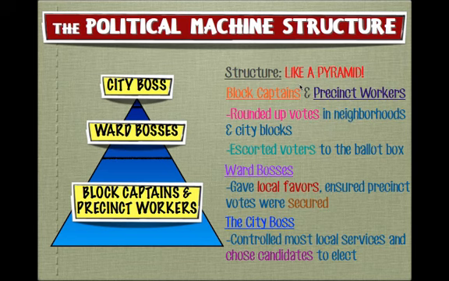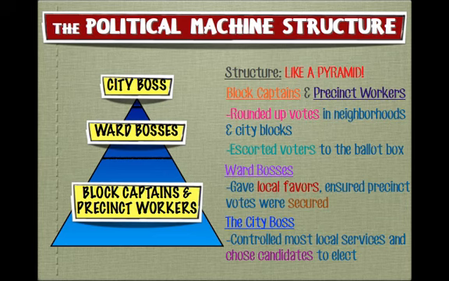So, the political machine structure. One thing to remember: the political machine is not the candidate. It's not the actual political office. This is like a separate entity whose goal is to control the mayor and the city council, so that they can pass decisions that are favorable to them. They have something to gain.